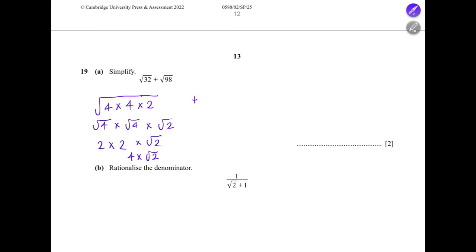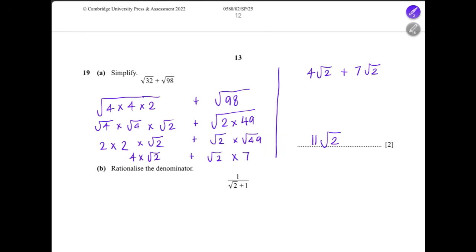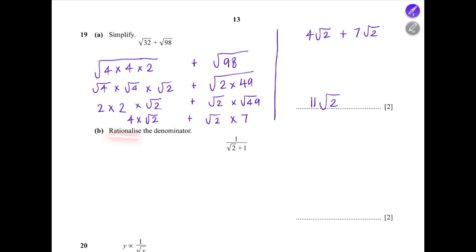And then plus square root 98. 2 multiplied by 49. So you can write this as square root 2 multiplied by square root 49. So this is going to be square root 2 multiplied by 7. So you will have 4 square root 2 plus 7 square root 2. Now you can add them. 7 plus 4, 8, 9, 10, 11 square root 2. That's your answer.